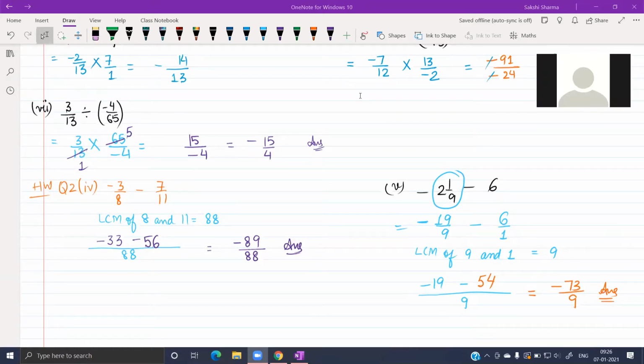Yes, ma'am. Everyone needs to keep their geometry boxes ready with them. And do revise the construction of angles with the help of compasses, and drawing it with the help of a protractor, how to measure an angle with the help of a protractor, whatever we did in 6th standard. All right? I'll see you all tomorrow at 12:20.